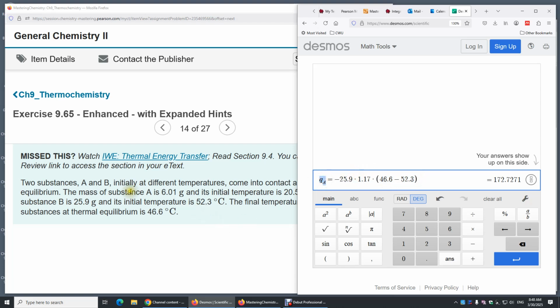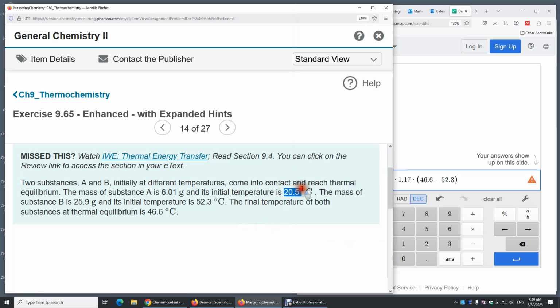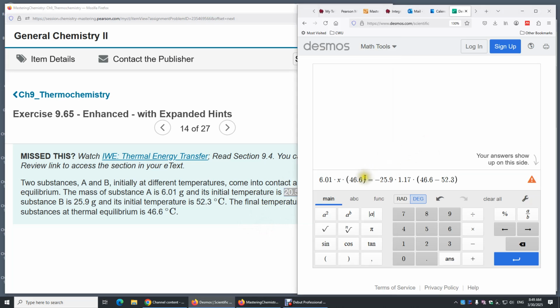Q sub A. Let's get the mass of A. The specific heat capacity of A is unknown. I'm going to use X here. I'm going to solve for X. What's the temperature change? The temperature change is the final temperature of A, which is also 46.6, and the initial temperature of A is 20.5. Now you can see delta T of A is positive, delta T of B is negative.